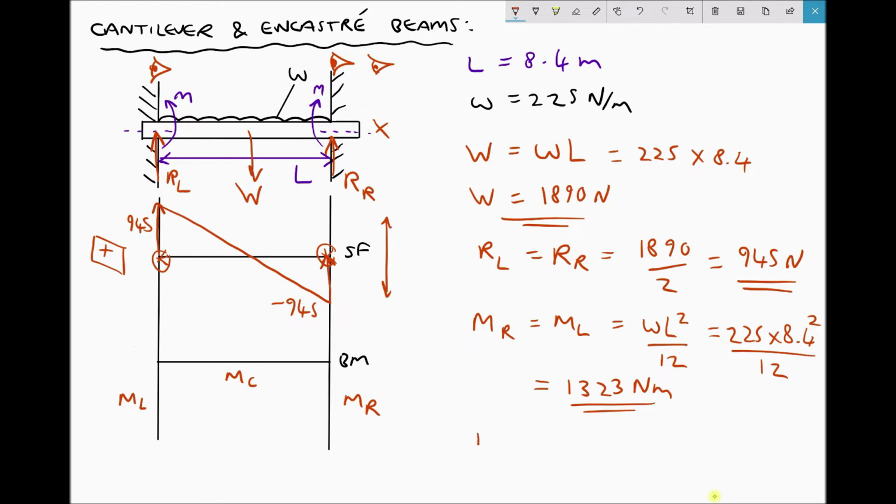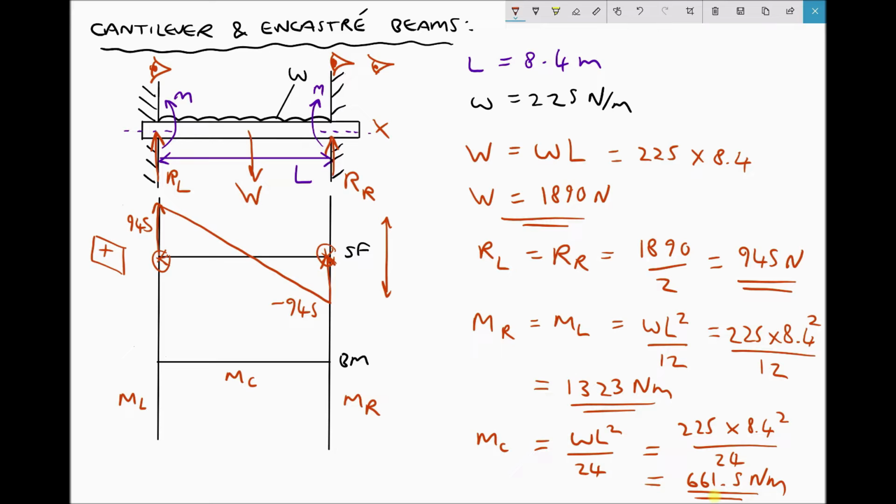Before we do that, let's calculate the bending moment at the centre. The bending moment at the centre is calculated using the formula WL squared over 24. Again, it's just a standard formula that we use for this special case of an Encastre beam that's only being subjected to a UDL. We have 225 times 8.4 squared over 24, giving us a bending moment at the centre equal to 661.5 Newton meters. And as you've probably seen, that's half the value of the bending moment at the right-hand support and the left-hand support.